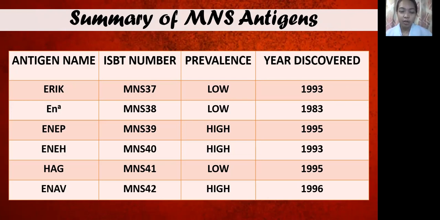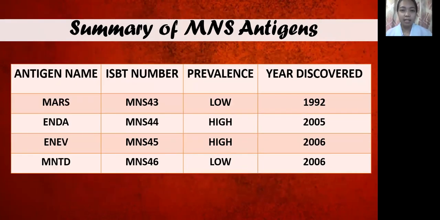Antigen HAG is MNS41. It has low prevalence and it was discovered in the year 1995. Another antigen is ENAV. It is MNS42. It is high in prevalence. It was discovered in the year 1996. Another antigen is MARS or MNS43. It has a low prevalence. It was discovered in the year 1992.